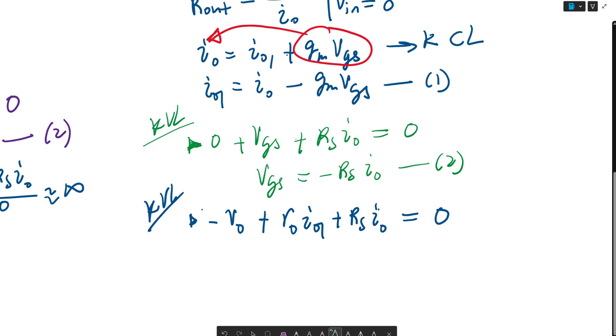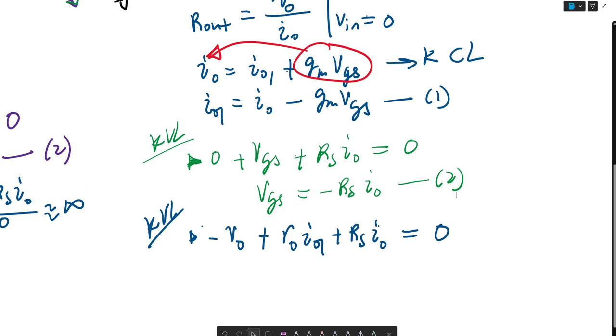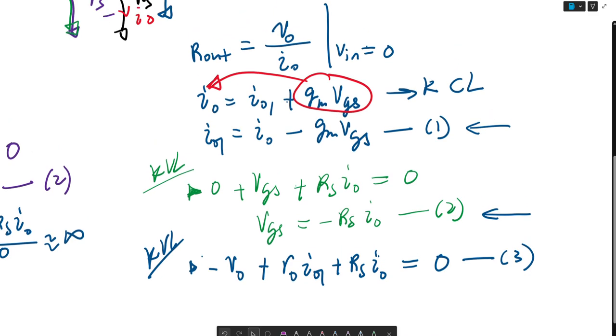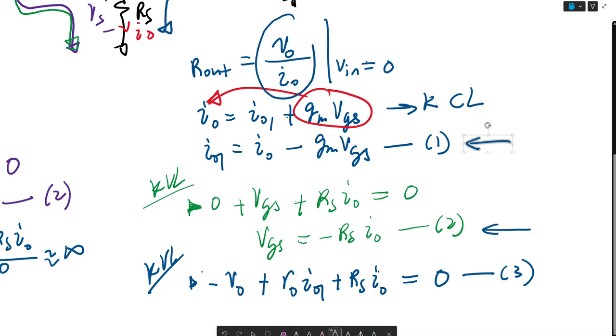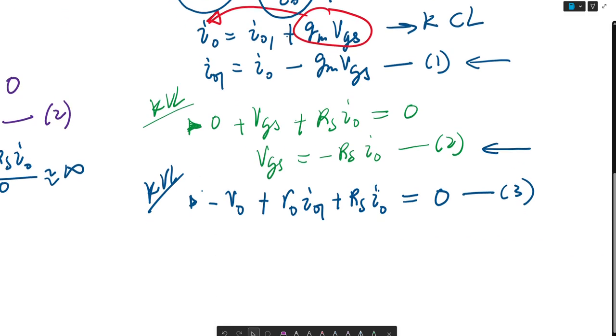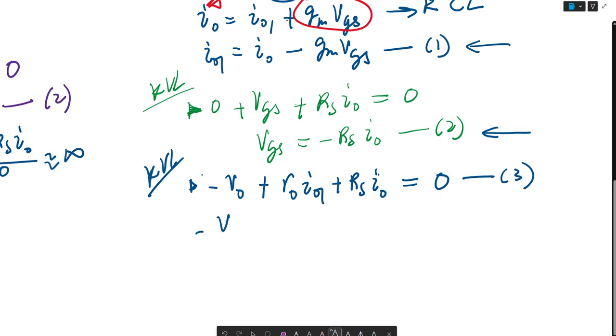And then we can now plug in, so let's say this is our equation 3. So let's plug in equation 1 and equation 2 and see whether or not we can get VO over IO. So we can solve for R out. In order to do that, we consider then now minus VO plus RO.